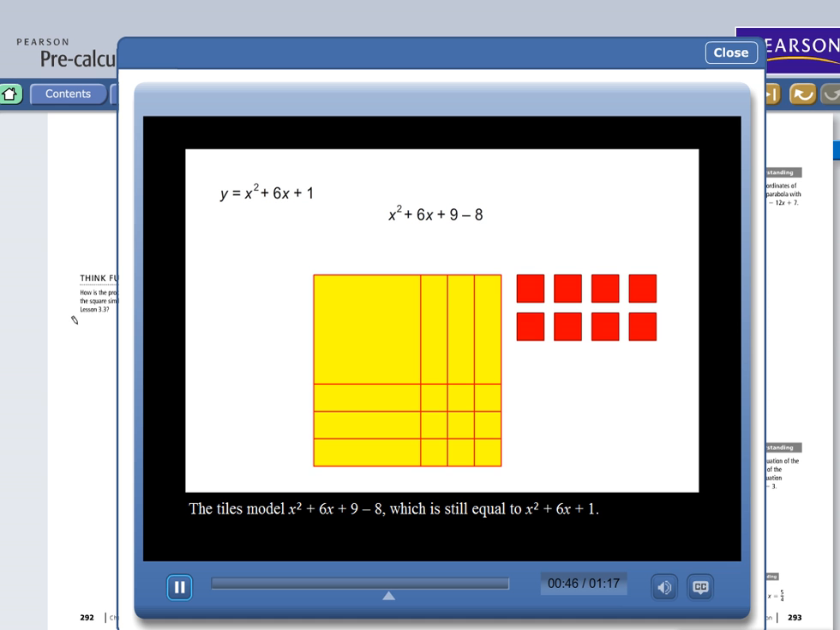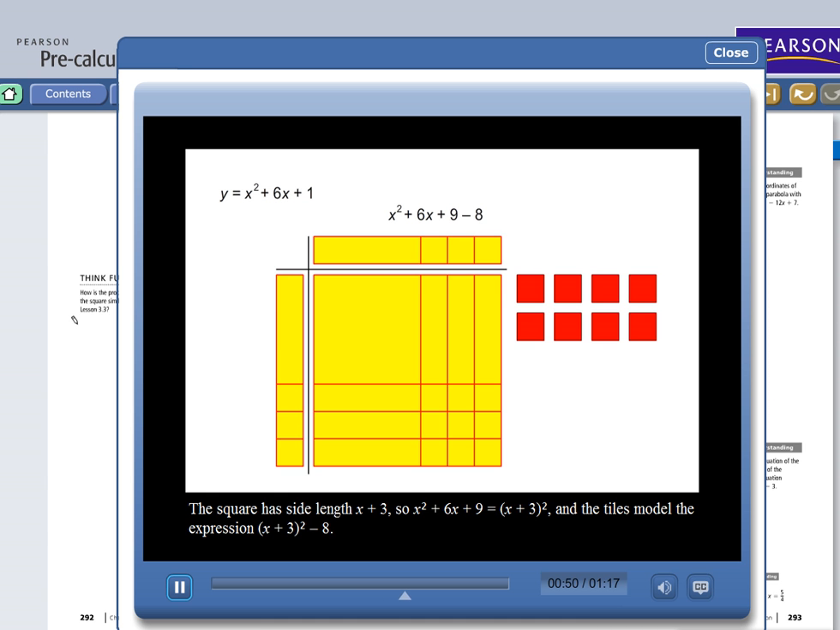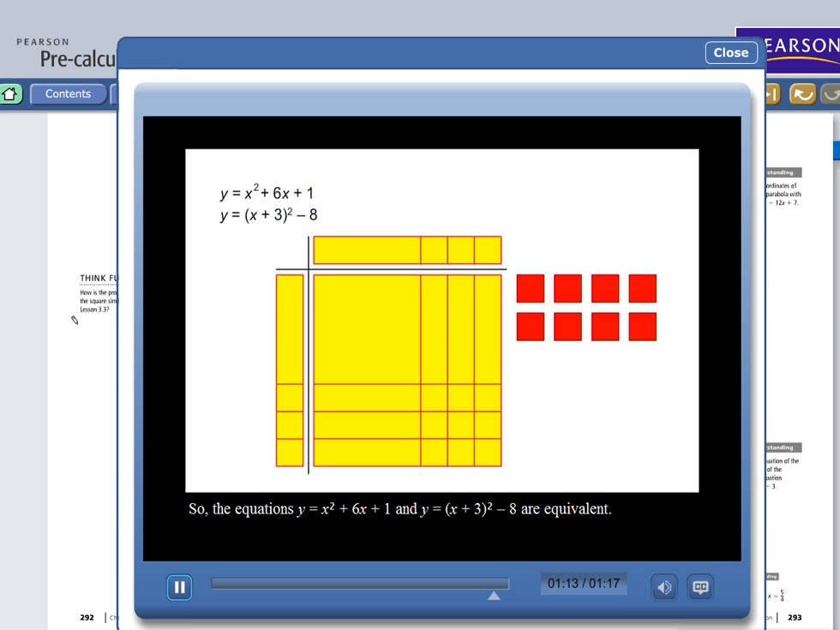plus 1. The square has side length x plus 3, so x squared plus 6x plus 9 equals x plus 3 squared. and the tiles model the expression x plus 3 squared minus 8. So, the equations y equals x squared plus 6x plus 1 and y equals x plus 3 squared minus 8 are equivalent.